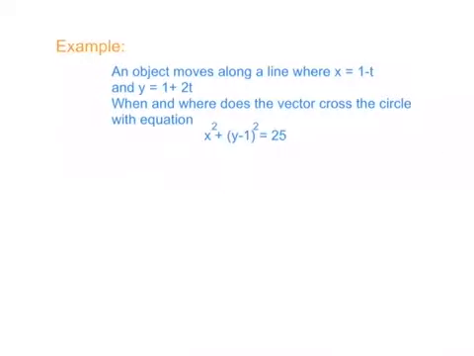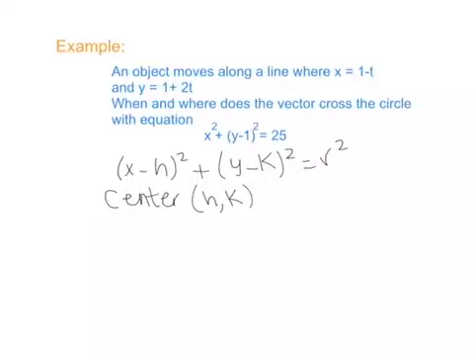To draw a picture, I can draw a picture for that circle because I know that the equation for the circle is (x − h)² + (y − k)² = r². That means the center is (h, k). In this case, the center is (0, 1) and the radius is 5.